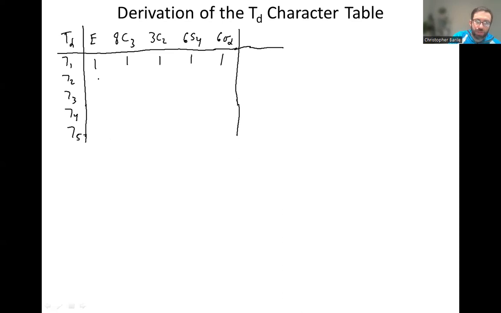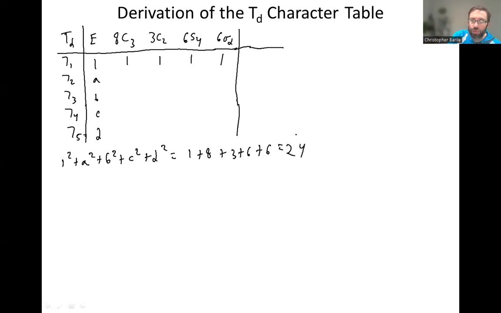The next part that we always do is we figure out these values, which are the dimensionalities, or this first column. And the way we do that is another character table rule states that the sum of the squares of this first column, or the dimensionality as we call it, is equal to the number of symmetry operations in the point group, also called the order of the point group, which in this case is 24. I just summed up these coefficients in front of the classes in case we forgot that there were 24 symmetry operations.